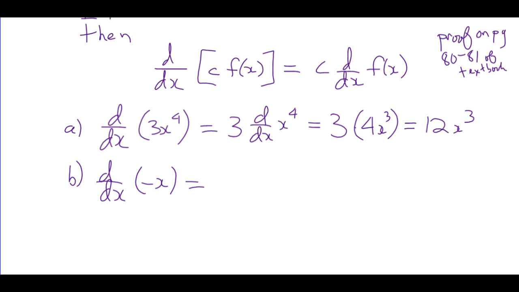B. d by dx of negative x is, okay, negative x means negative 1 is a constant, so it's negative times the derivative of x. What's the derivative of x? That'll be 1 times x to the 0, right? There's a 1 on there, the invisible 1. So it's 1 times x to the 0, which is 1 times 1, which is 1. And you just get negative 1.